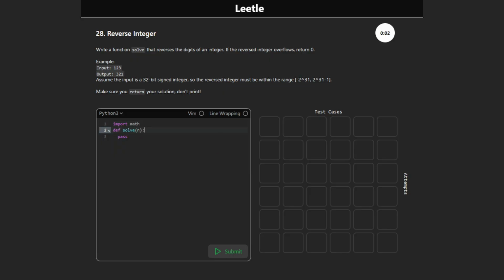Import math. For i in range... We want the number of digits that would be in this. So 3. So we want the ceiling of... No, it's actually the log of n. So for i in range, math.ceil, math.log n.